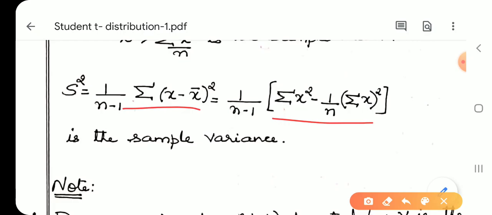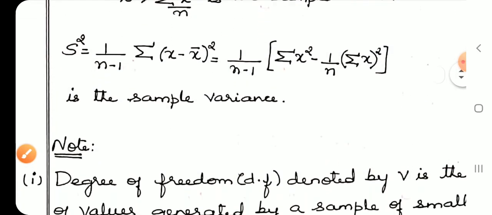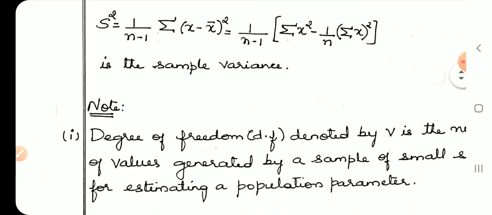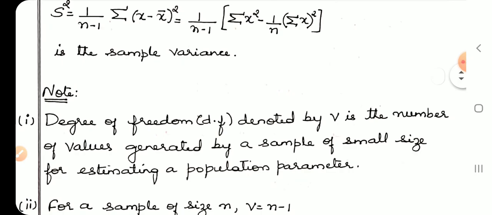So here different terms used you have to remember. Mu is the mean of the population, x bar is the mean of the sample, and S square is the variance of the sample. Next, few points to be remembered I have written in note.